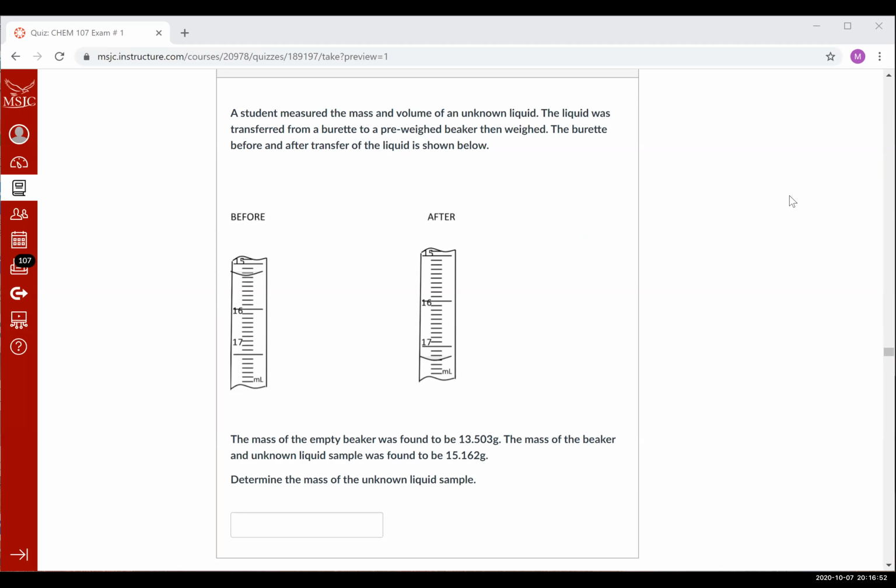Any other questions? Now that we have the mass and the volume, we have enough pieces of information to calculate the density. We know that the density is equal to the mass over the volume. So we take our mass of 1.659 grams over the volume of 2.05 milliliters, and that gives us our density of 0.809 gram per mil.